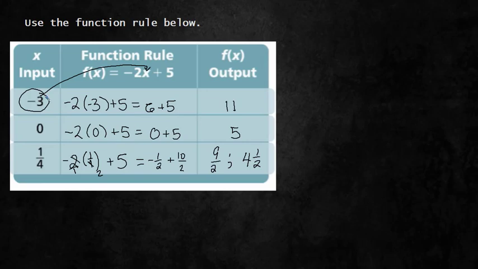And so I'm going to go ahead and write out my ordered pairs. -3, 11, 0, 5, and my last one was 1/4, 4 1/2.